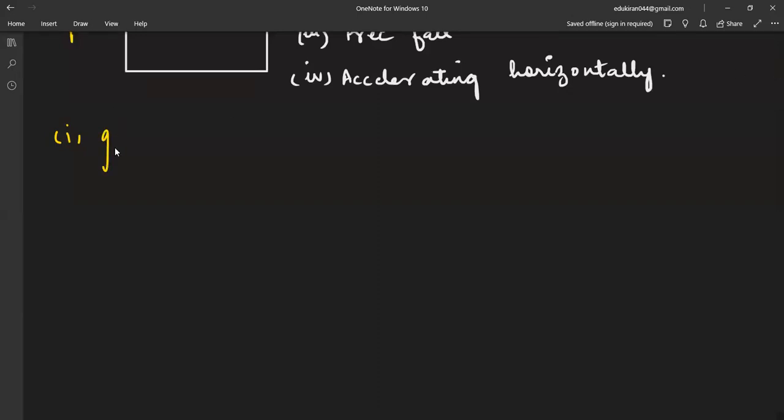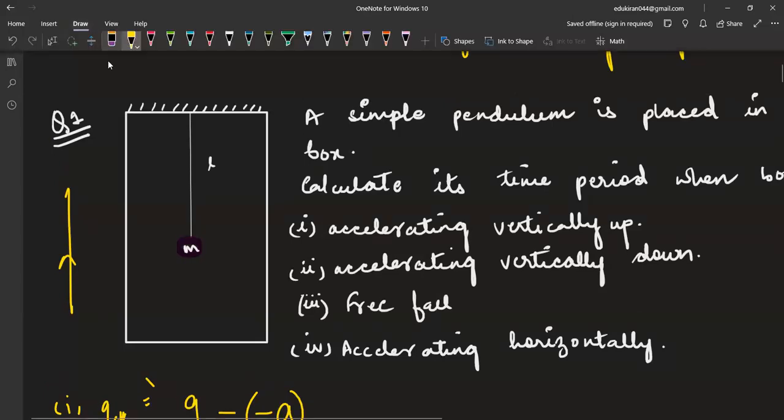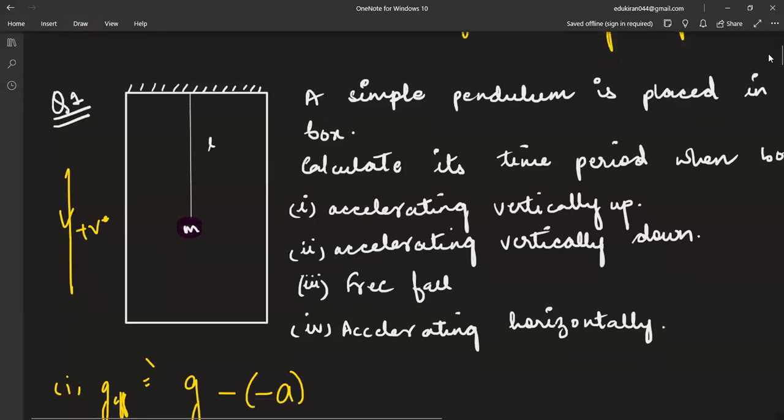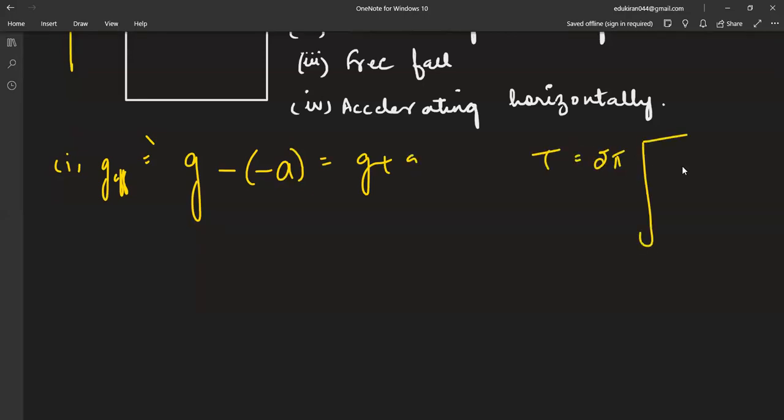See, when we are talking about the effective acceleration due to gravity, G is coming downwards, but acceleration is in the opposite direction. So we'll write it as negative. One direction you have to take as positive, one direction as negative. If I take downwards as positive, G effective will be G minus minus A, which is G plus A. So simply T is equal to 2 pi under root L by G plus A. This will be it.